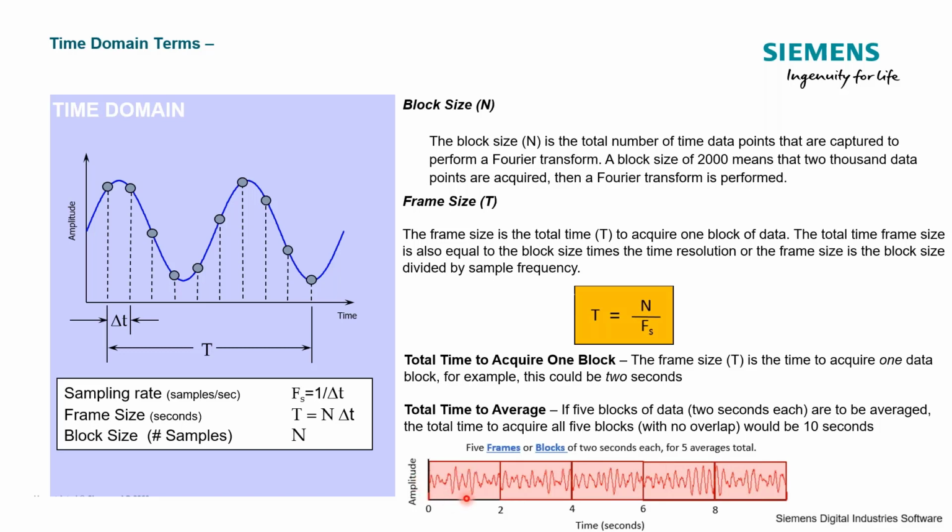Because each average itself has a frame size, or sometimes it's called the observation window, of 2 seconds. So don't confuse these two. Total time to do your test with whatever number of averages is different from frame size. We're just talking at this point of frame size, the total amount of time to get all those points on our block.